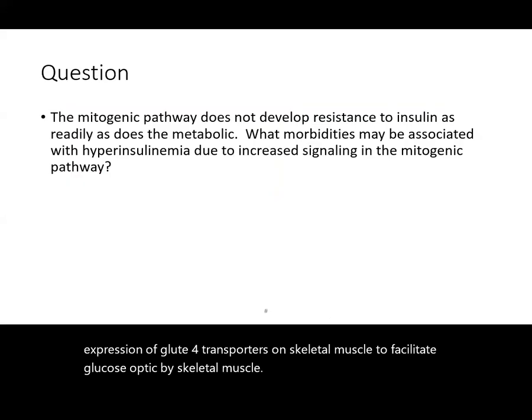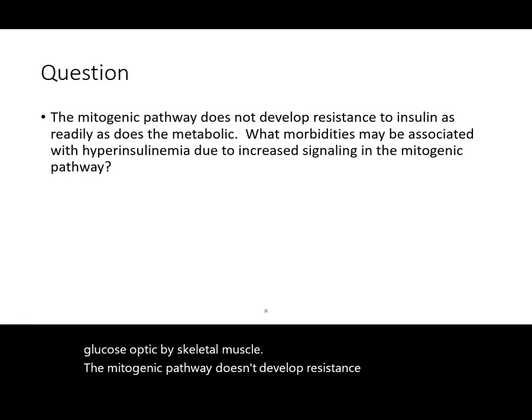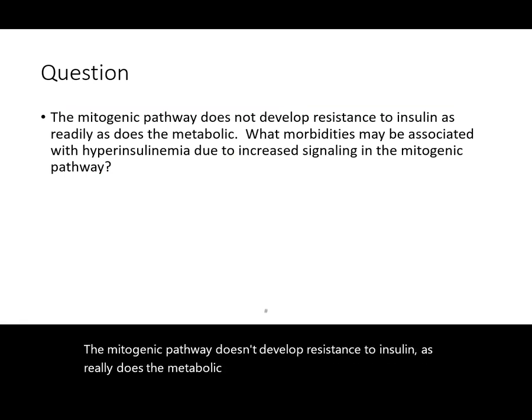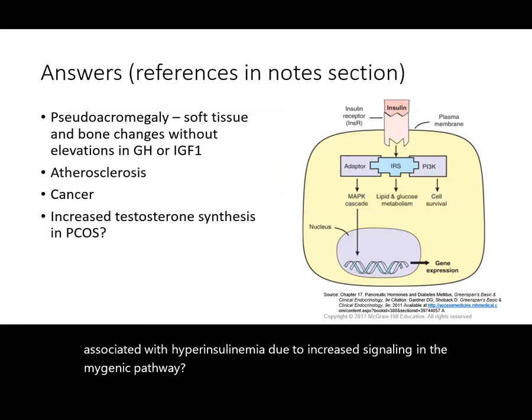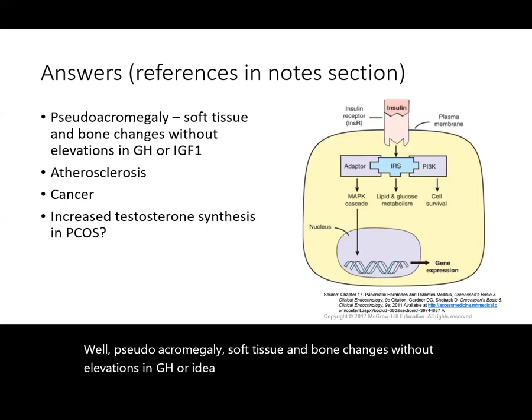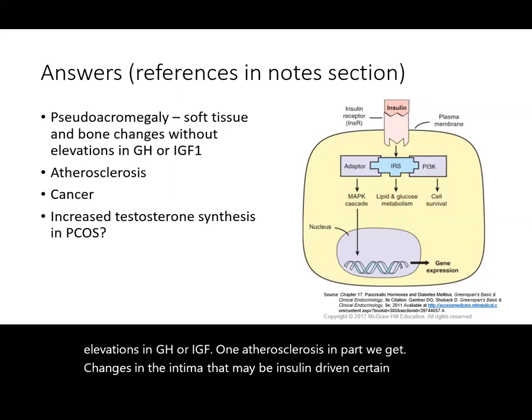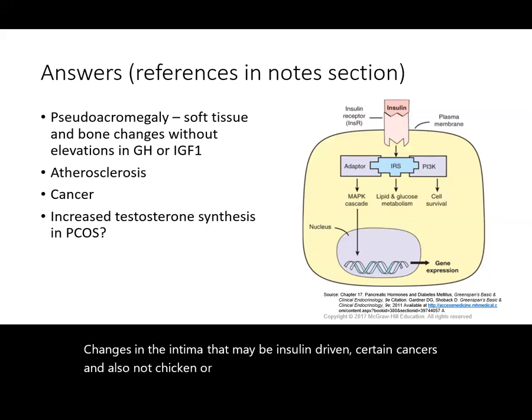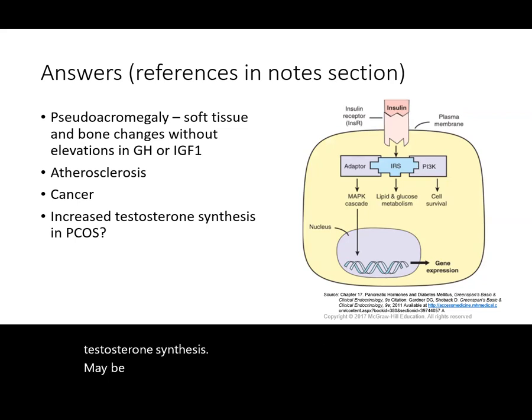The mitogenic pathway doesn't develop resistance to insulin as readily as the metabolic pathway does. What morbidities may be associated with hyperinsulinemia due to increased signaling in the mitogenic pathway? Well, pseudoacromegaly, soft tissue and bone changes without elevations in GH or IGF-1. Atherosclerosis, in part we get changes in the intima that may be insulin driven, certain cancers, and also, not, chicken or egg kind of thing, but increased testosterone synthesis may be due in part to the insulin resistance.